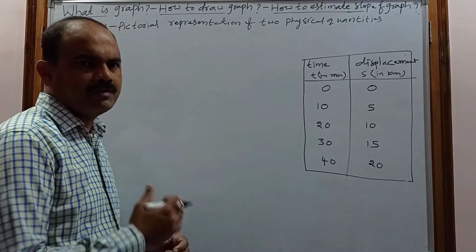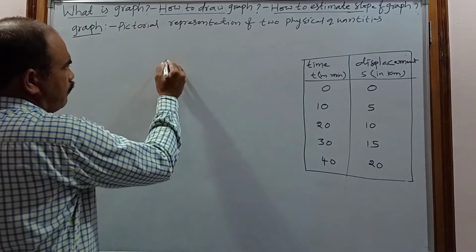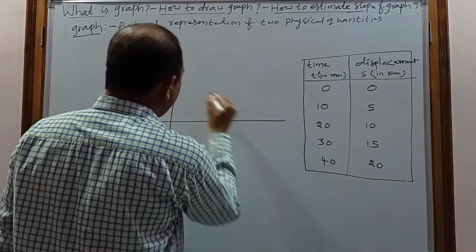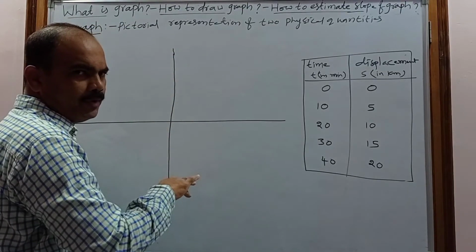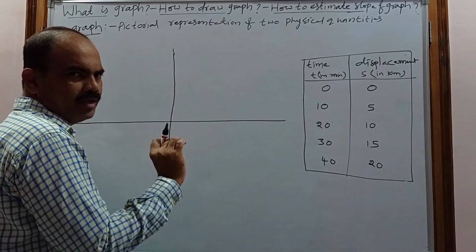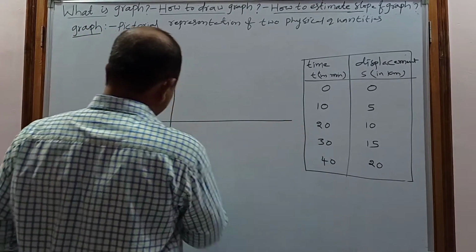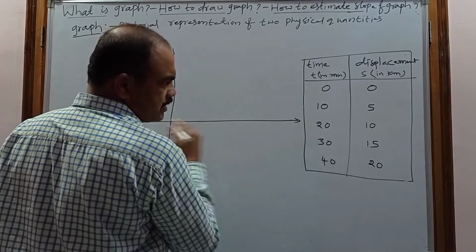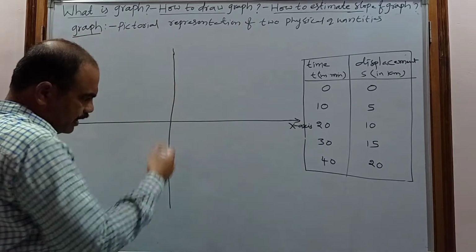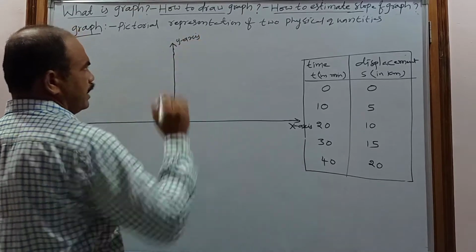After selecting the physical quantities, the graph may be drawn on graph paper as well as plain paper. To draw the graph on graph paper or plain paper, first of all we have to draw two perpendicular lines, either on the graph paper or plain paper, at the center of the paper. Now consider this horizontal line as the x-axis, and this vertical line as the y-axis.